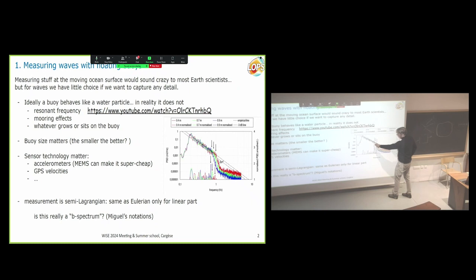Typically, the good old big Datawell buoys kind of crap out at something like 0.6, 0.7 hertz. And anyway, they give you only the spectra up to 0.6 hertz. With the smaller ones, you could go maybe up to 1 hertz, and that's kind of pushing it. And that's the thing you have to deal with. That's the hull, that's the response of the hull.